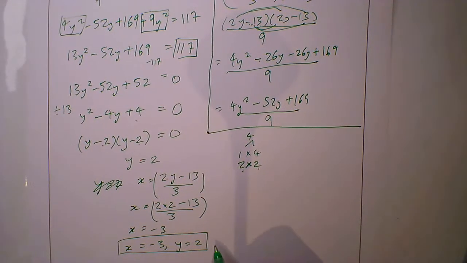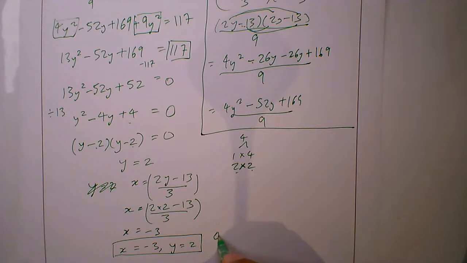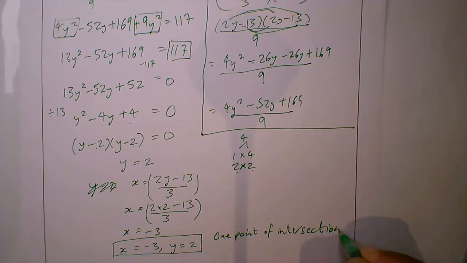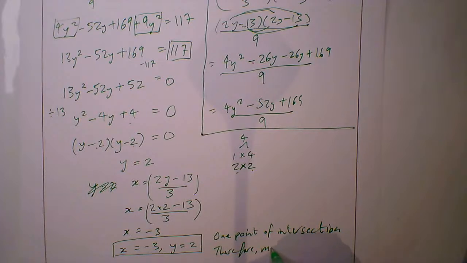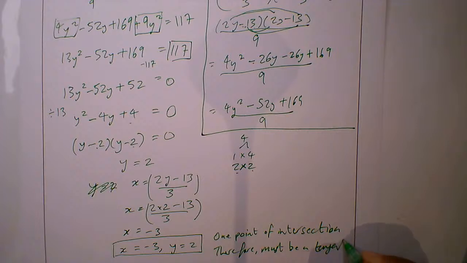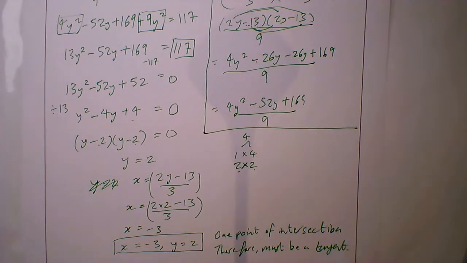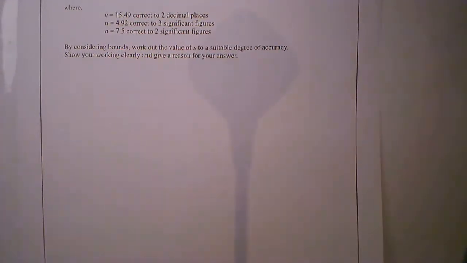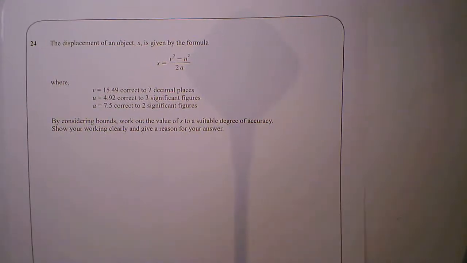So I have only 1 point, because I've got 1 point of intersection. Therefore, it must be a tangent. Okay, so we've got that there. Let's go to the last question, and then we will be done for this paper. Question 24. It's worth 4 marks, so have a go.